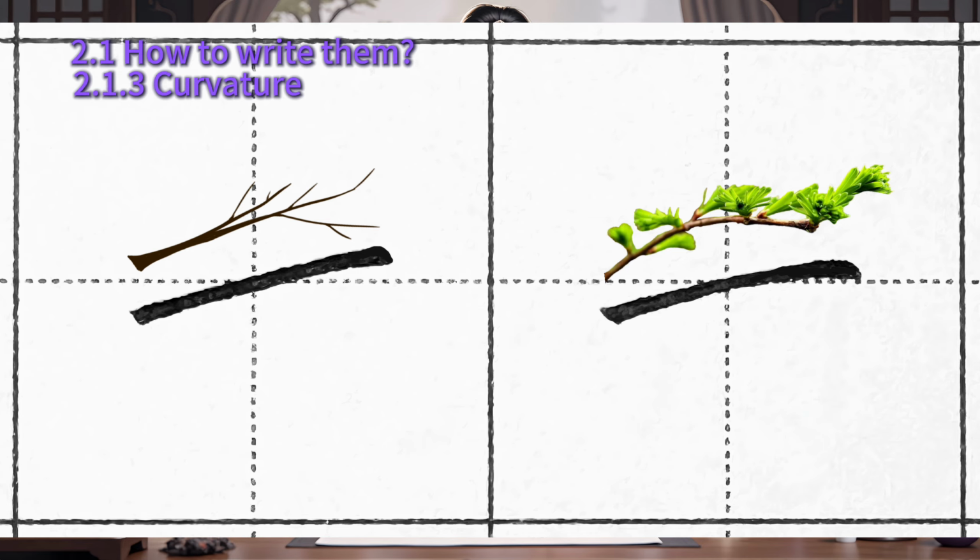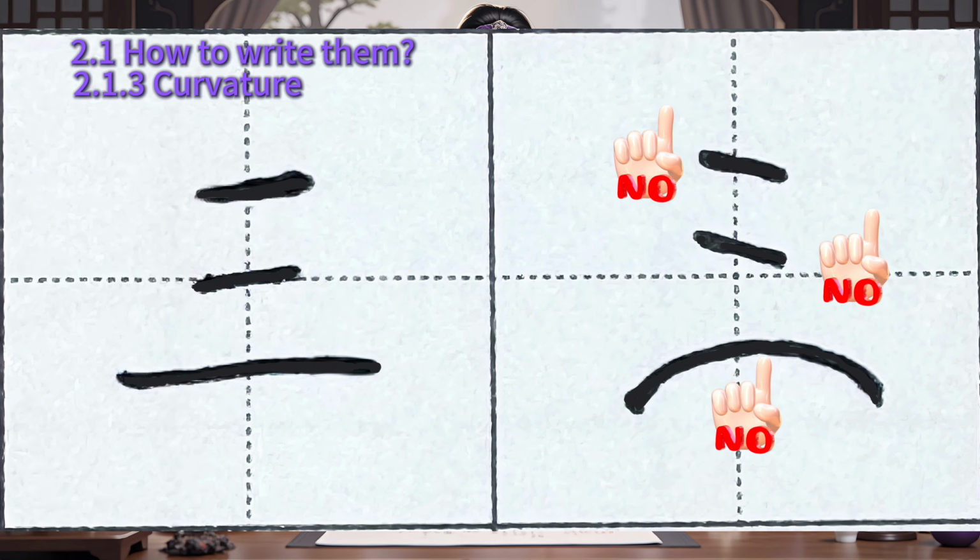I don't know if you can feel what I told, maybe because the example is not obvious enough, or maybe we can feel the difference when we write more Chinese characters. Just don't write Heng like an unhappy emoji or a soft rope.